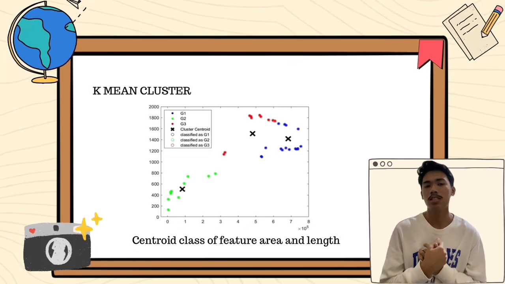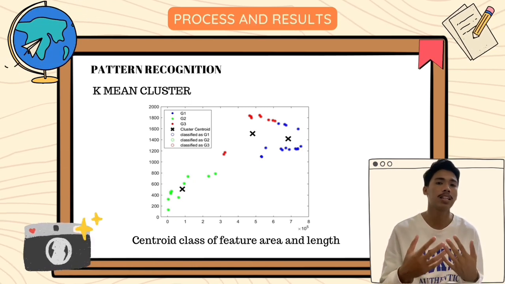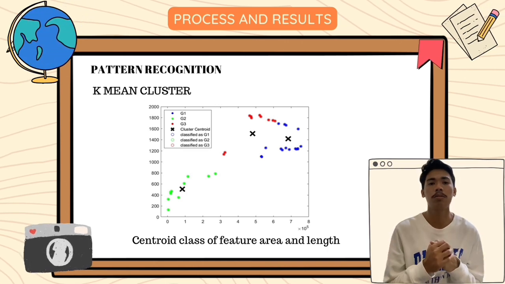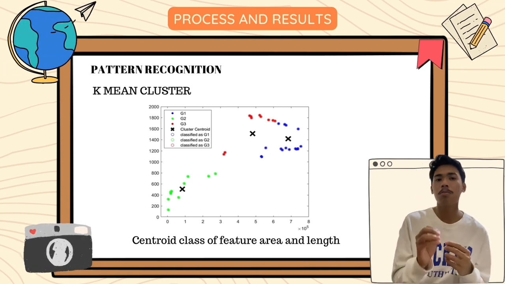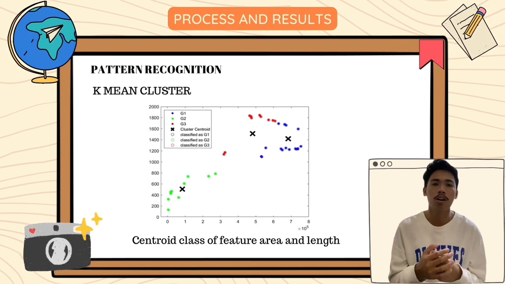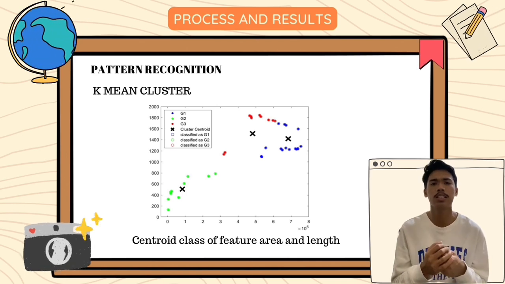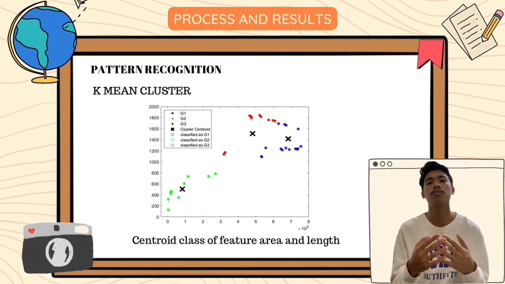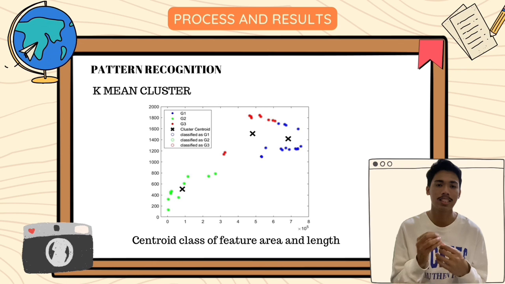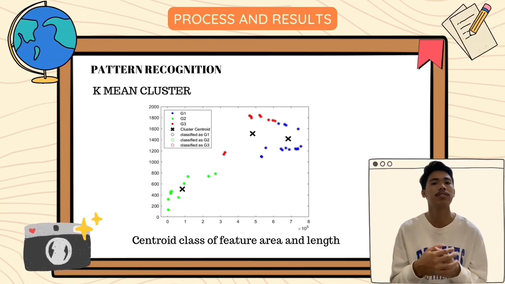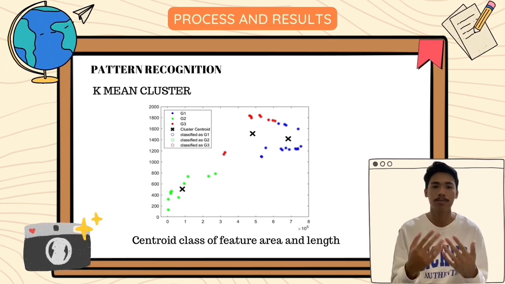In order to obtain the centroid class on features area and length, we need to use the K-means cluster method. This algorithm can group our data into K numbers of categories. The principle is to minimize the sum of squares of distances between the data and the corresponding cluster centroids. As we can see, this is the scatter plot of the centroid class of features area and length. By using the testing folder, we can extract the data from images to determine the features, and then we will know how exactly to classify the class based on the features.